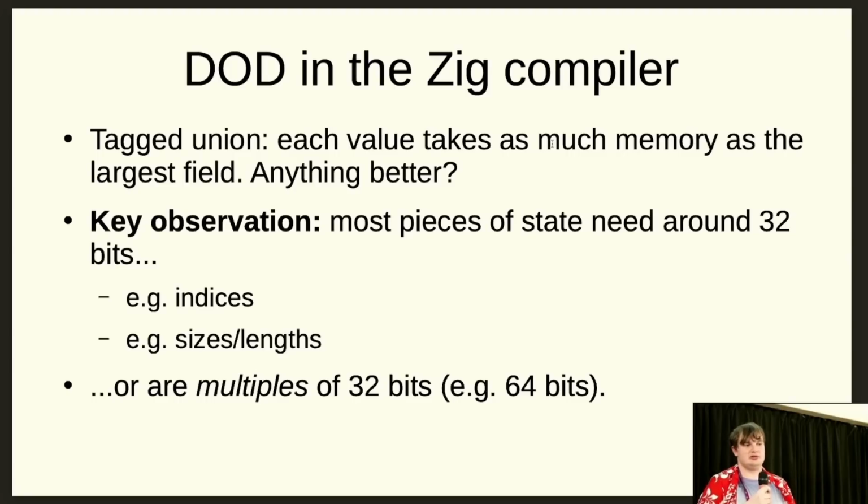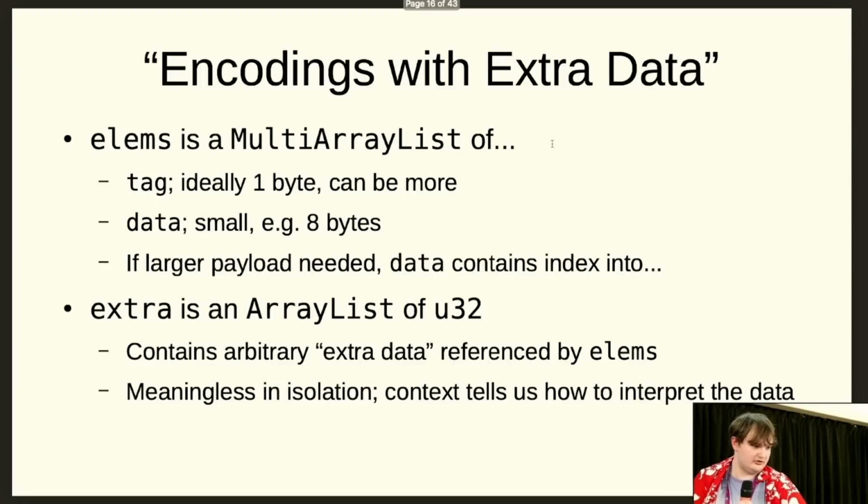So what can we do differently? One important observation to make here is that most state that you're using is going to be around 32 bits a lot of the time. 32 bits is a quite nice sweet spot for things like indices and things like array lengths. Or sometimes they'll be bigger, but they're pretty much never smaller. Sometimes you'll have flags, but it's pretty rare. So this leads to the strategy that we use in the Zig compiler, which we call encodings with extra data.